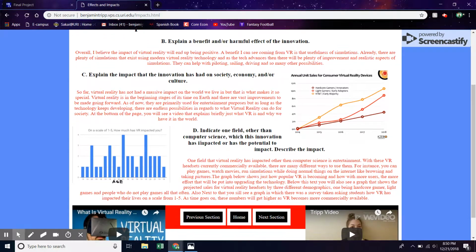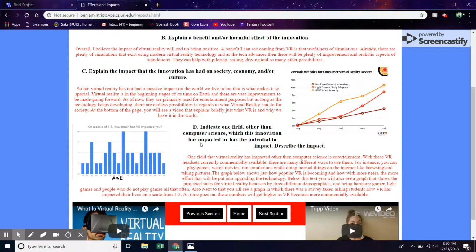For the next prompt, prompt D, it says indicate one field other than computer science which the innovation has impacted or has the potential to impact. Again, I talked about entertainment for the most part, because the headsets nowadays mainly are able to play games, watch movies, and run simulations, as well as do expected things like browse the internet and take pictures.